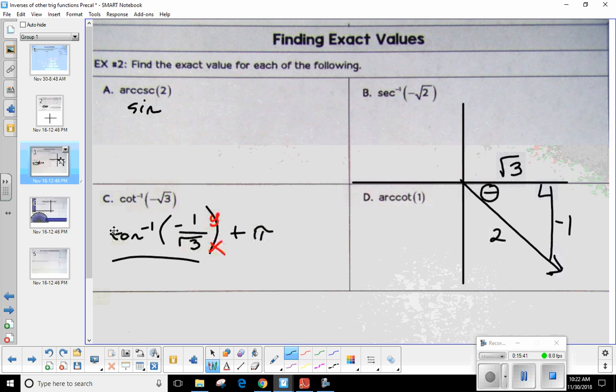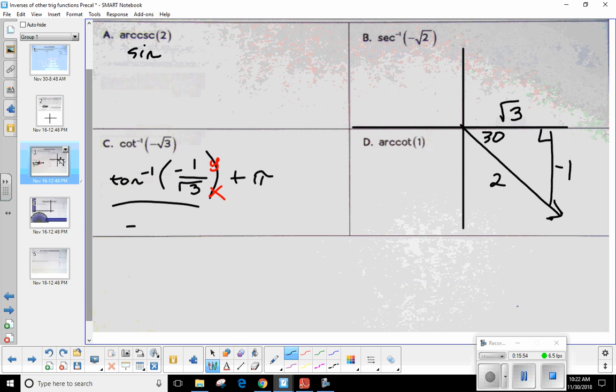Okay. So what's theta? Okay, it's 30. This is a 30, 60, 90. Now we want to be careful. While this one is 30, I want to make sure to put negative 30 right here. Because remember, we're in what quadrant? If you're in quadrant 4, you've got to rotate clockwise to get in there. Because remember, we still have that limitation. It's got to be between negative pi over 2 and pi over 2.